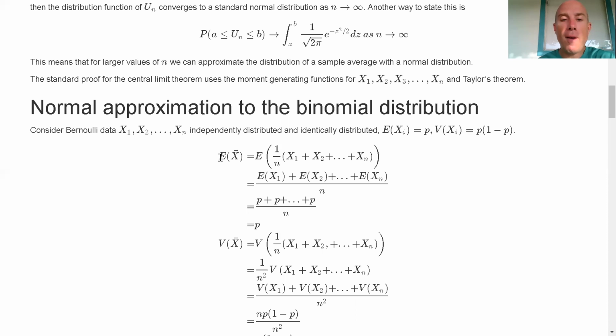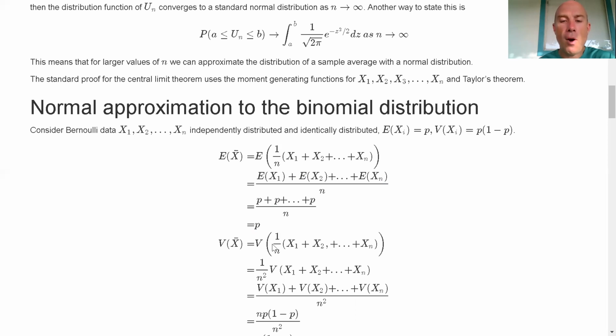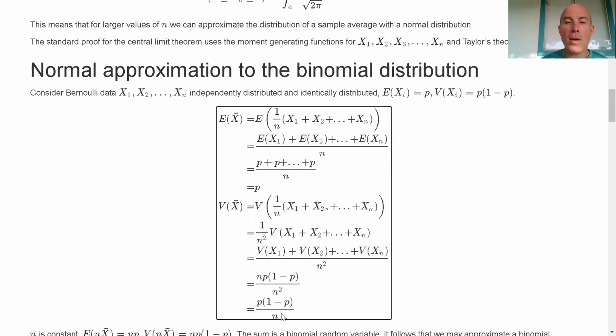All right, so the expected value of x bar is the expected value of 1 over n times all of the x's added together, which gives us p. And then the variance of x bar is the variance of 1 over n times the sum of the x's. Since I have independence between my observations, I can break up the variance. And so we can see that the variance of the average from Bernoulli data is going to be the variance of Bernoulli divided by n.